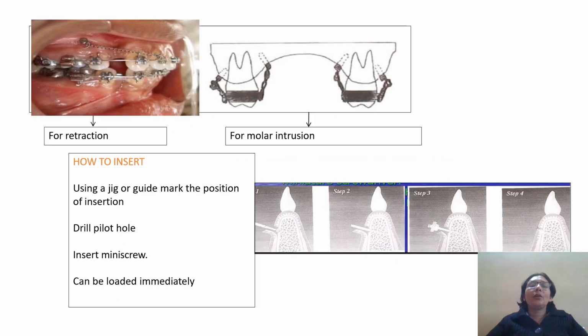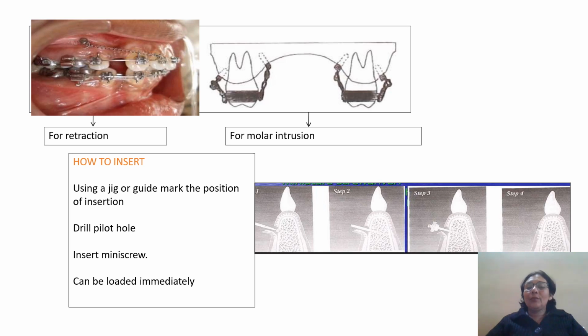Now during retraction of anterior teeth, a common site is placement between 5 and 6, as you can see in the figure. For molar intrusion, you can place the implants diagonally opposite, one on the buccal and one on the palatal, and then you can take an e-chain and attach it to the attachments on the band, or take it across the occlusal surface. This will provide a good amount of molar intrusion.